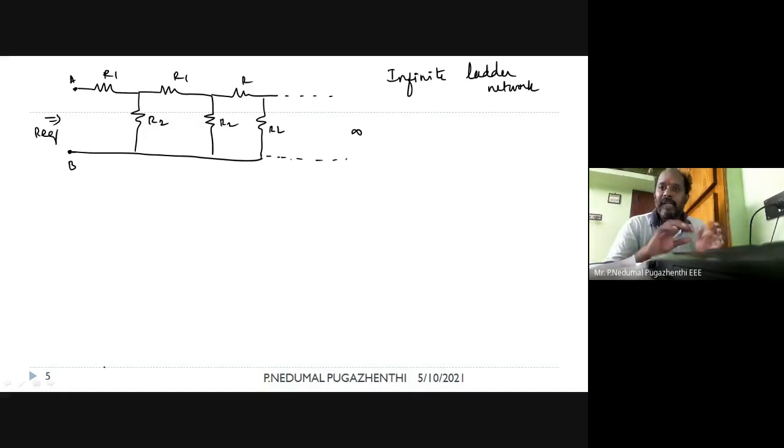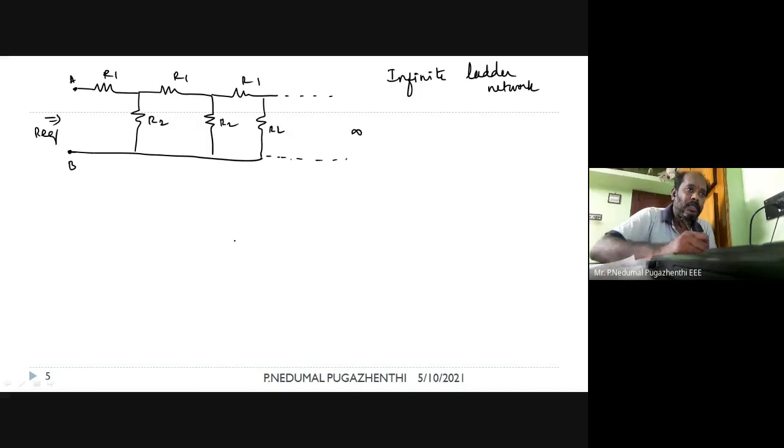In the previous slide, we were discussing finite ladder networks. Even there you have the R2R format, but maybe at the end you have another R, not exactly 2R. But if you have an infinite ladder network like this, with R1, R2.